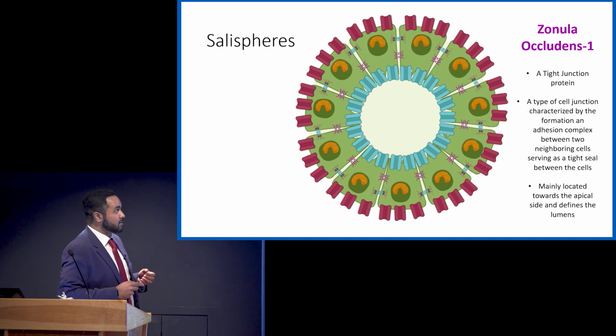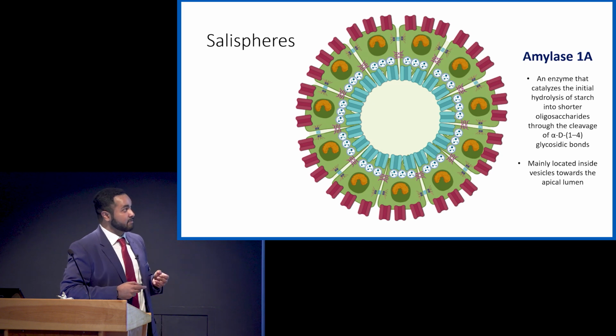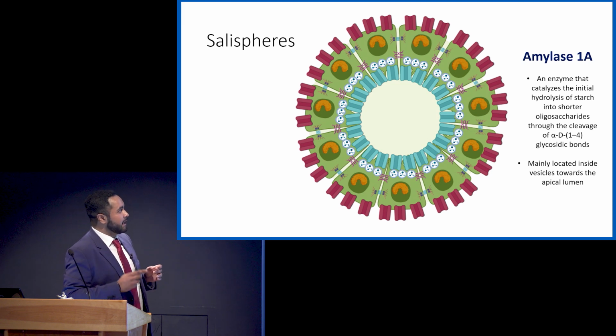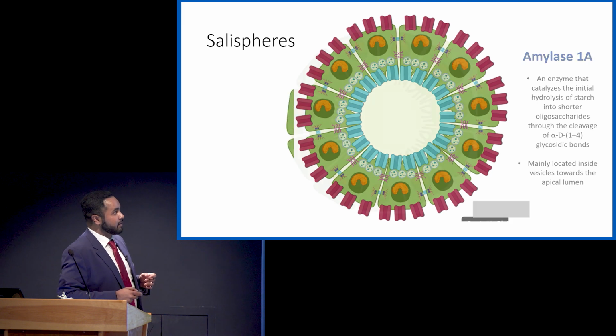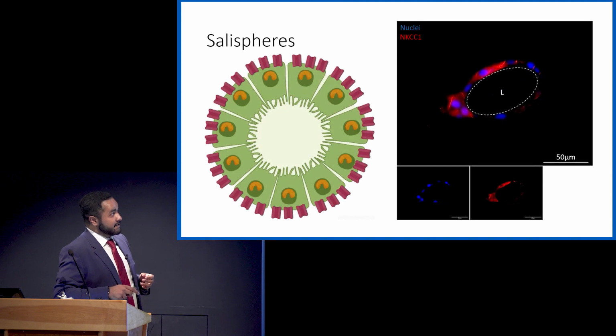And finally, we also wanted our salispheres to have amylase 1, which, as I said before, is a key enzyme present in saliva, and it basically starts off the digestion process. So we checked for all of these markers, and first up, we checked for MIST1, and we noticed that our organoids express MIST1 to different degrees within the organoids, but they're all having MIST1. They also have NKCC1, and they have NKCC1 towards the basolateral membrane, which is very key to its function.